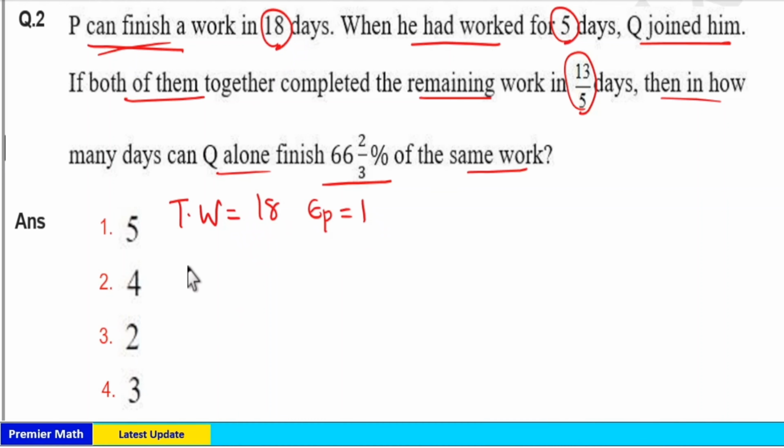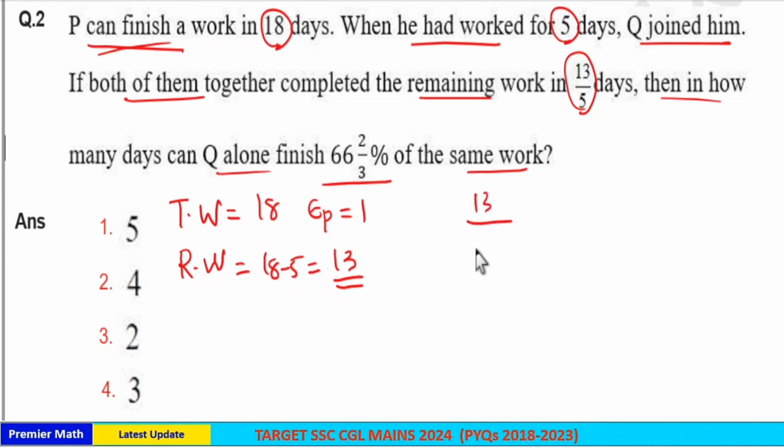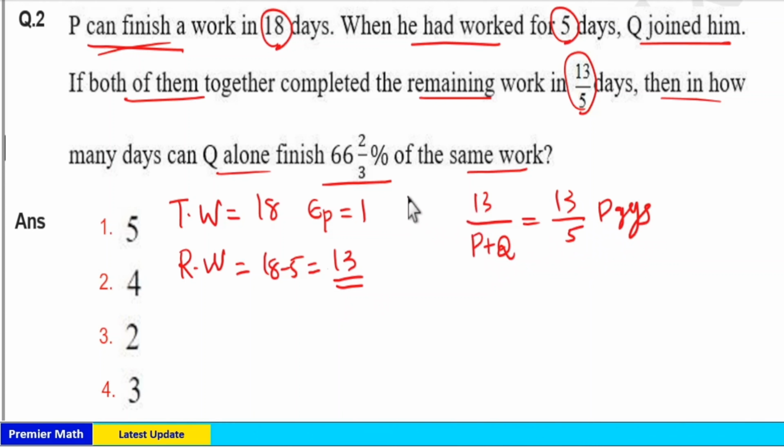And P worked for 5 days. Then remaining work is equal to 18 minus 5, 13 units. And this 13 units remaining work completed by P and Q together in 13 by 5 days. So, this 13 units work completed by P and Q in 13 by 5 days means work by efficiency will give you total number of days. So here this is work by efficiency ratio, and here P plus Q is the efficiency of P and Q, and efficiency of P is 1 means efficiency of Q must be 4 here. So from this we got efficiency of Q as 4 units.